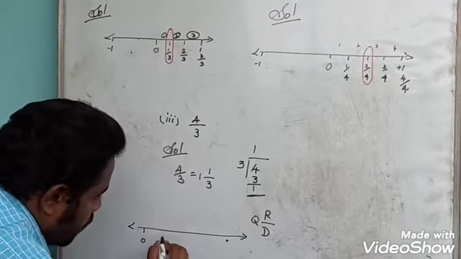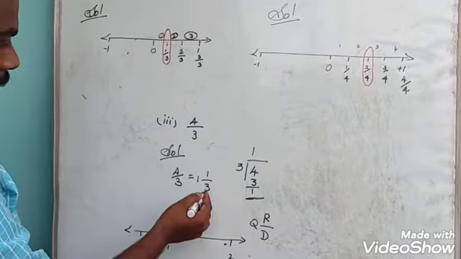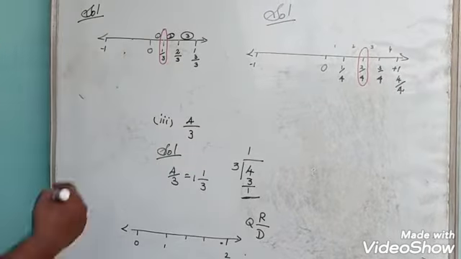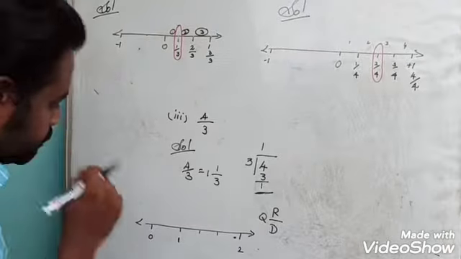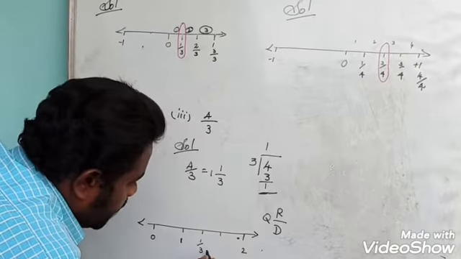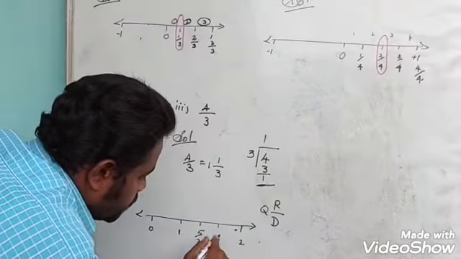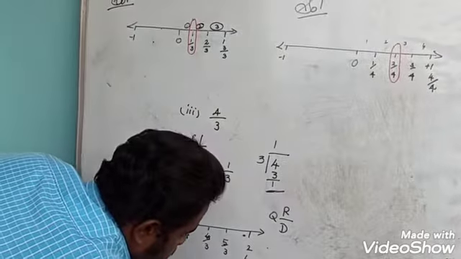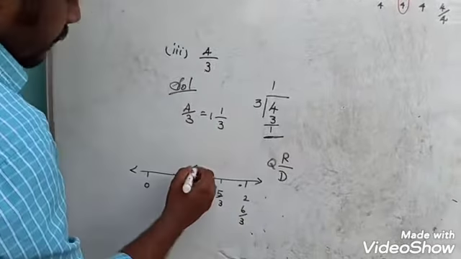So I will take 0, 1, 2. So I have to split this one into 3 equal parts. So 3 equal parts. So already we know that this is 4 by 3. So it should be 1 by 3, 2 by 3. That means 5 by 3, 4 by 3, 5 by 3, and then 6 by 3. So we mention 4 by 3 here.